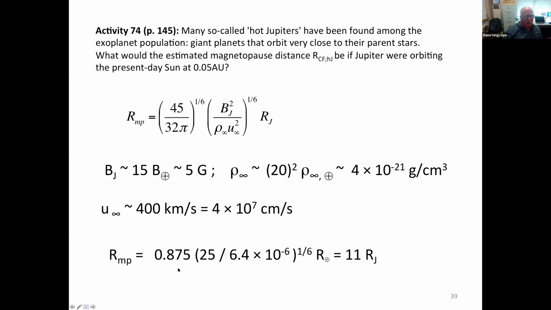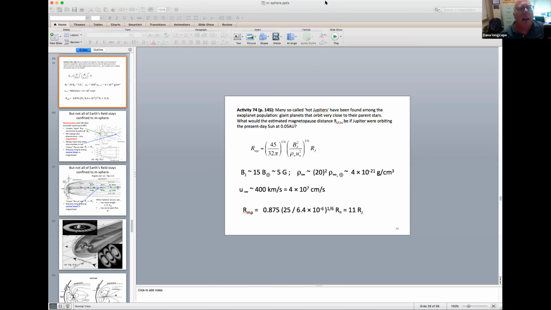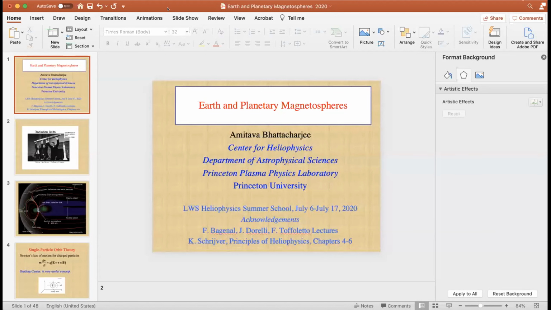I think in the interest of time, we want to just end there. We can have questions related to this, but those were all the activities that we decided to go over. So let me just leave you there, and I can answer any more questions as we take a break. And when we get back from break, Amitava is going to start telling us about the magnetosphere in reality.